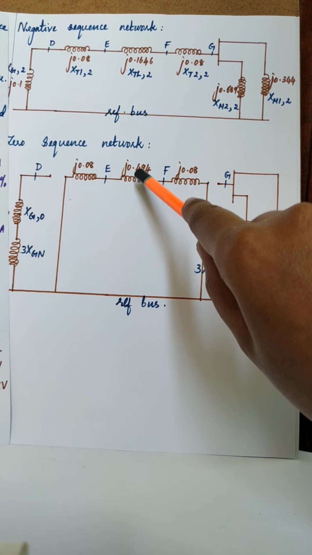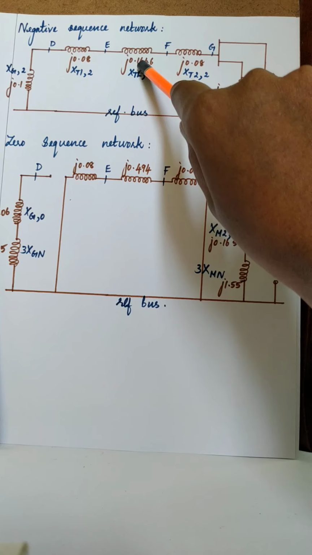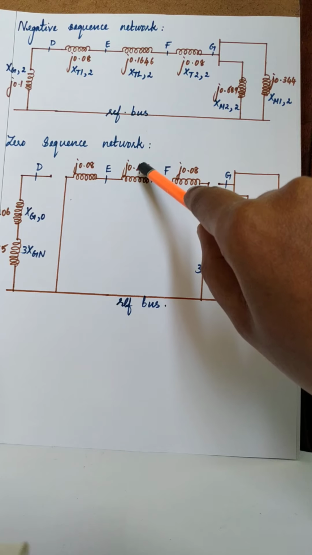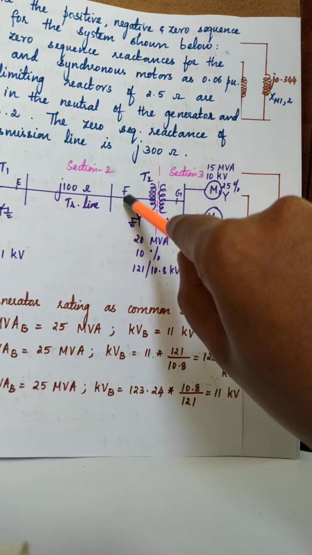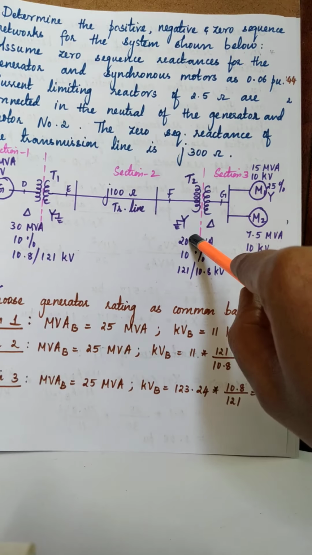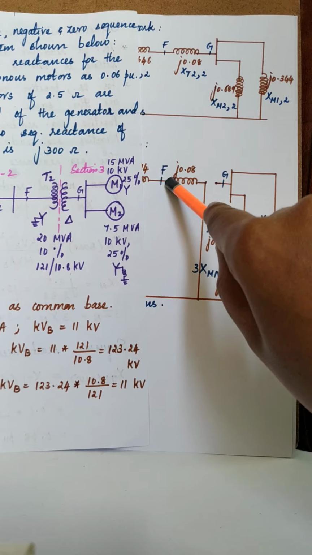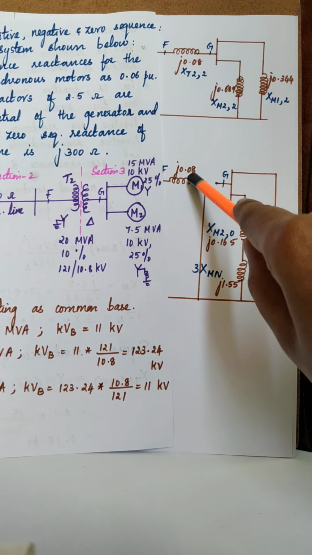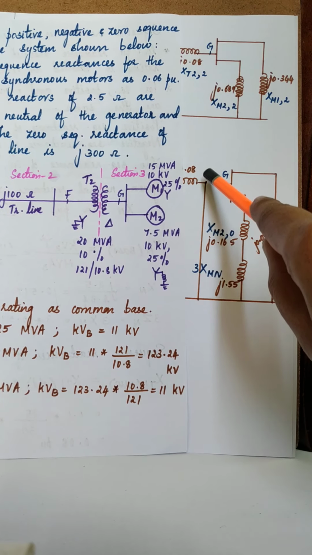Then coming to the transmission line, the zero sequence reactance is not the same as the positive or negative sequence, it is different. So write down the calculated value. Then coming to transformer 2, between terminals F and G, see the connection, primary is star grounded. So we have closed the primary side series switch, and the secondary is delta connected. We have closed the secondary side delta switch. The secondary side series switch is left open.